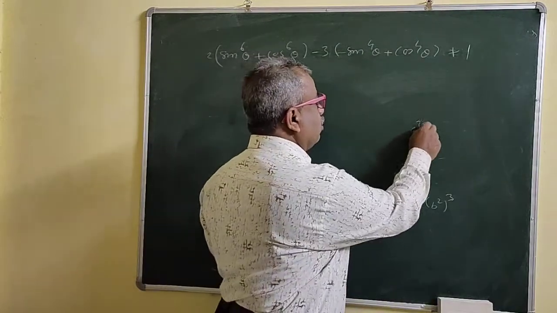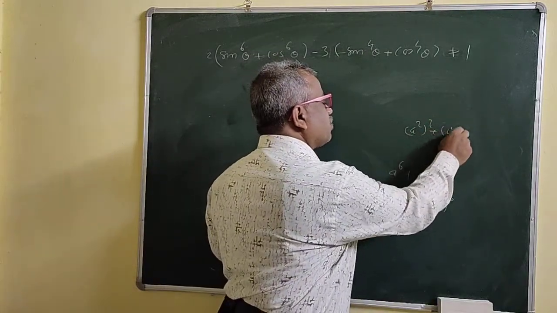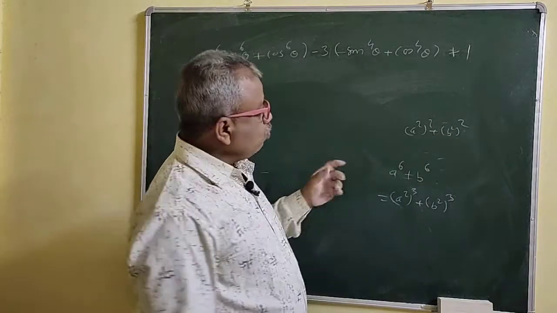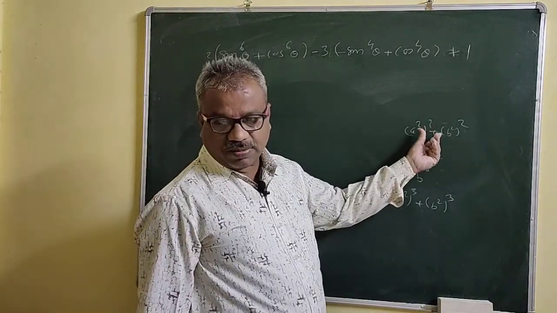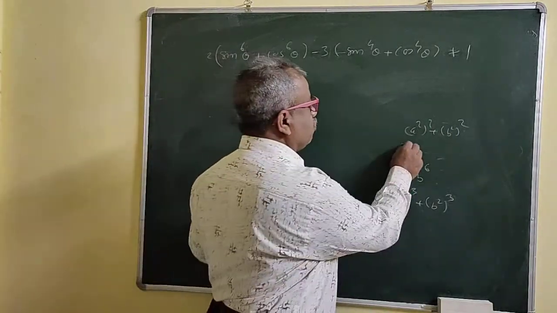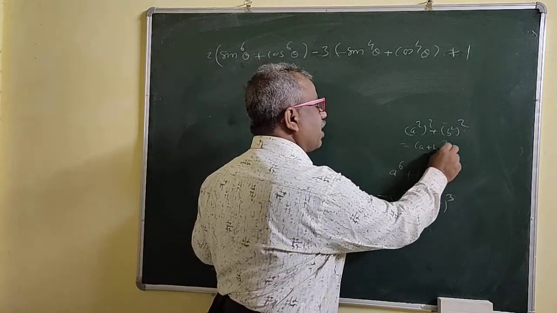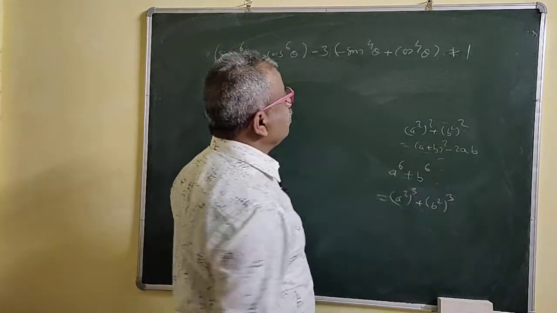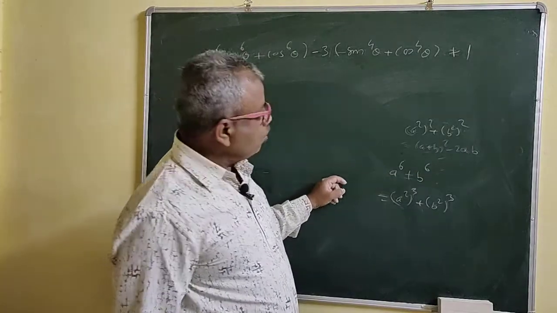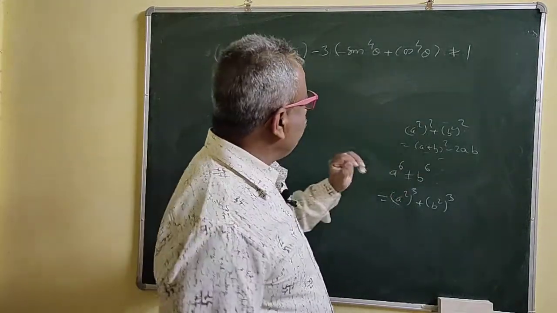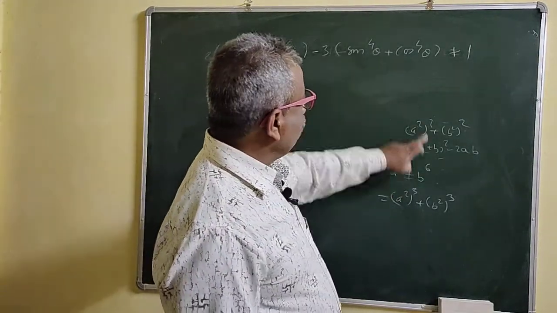a square plus b square. So you know that a square plus b square is the same as what? It is (a plus b) bracket square minus twice ab. Or you may write minus here. So see which we want here. Okay, we want plus here.